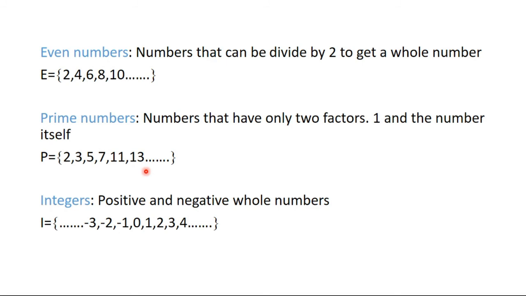We go to the set of integers. Integers are positive and negative whole numbers. So positive and negative whole numbers, which means that it begins from negative infinity to positive infinity. Remember, they are whole numbers, positive and negative whole numbers.